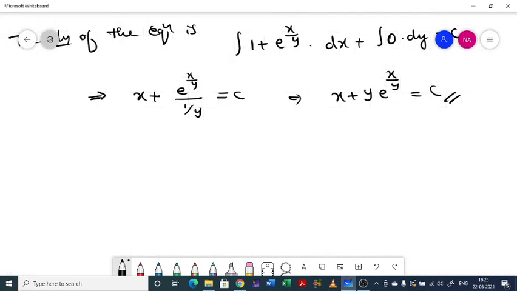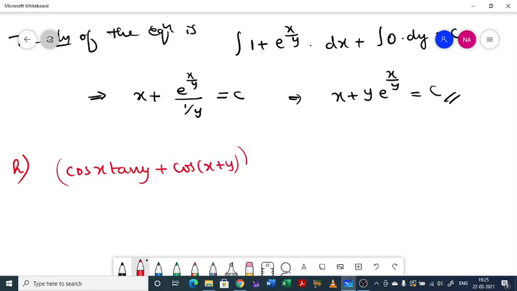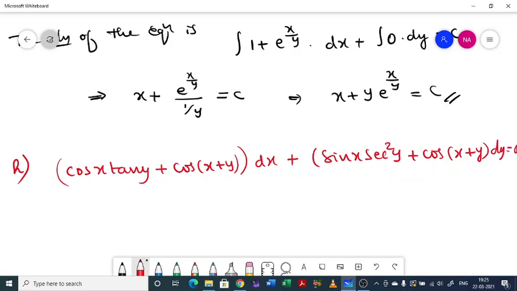So similarly, try to solve this one. This you can take as example, part H. So (cos x tan y plus cos of (x plus y)) dx plus (sin x secant square y plus cos of (x plus y)) dy equal to 0. So this is the equation given. You need to solve this one.